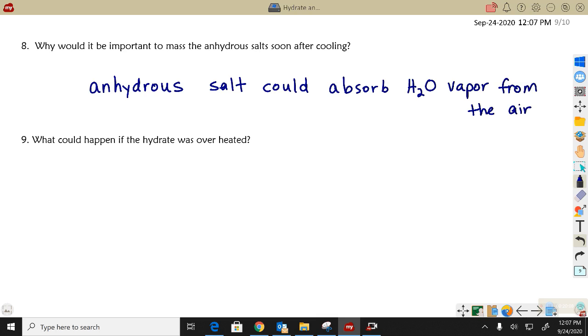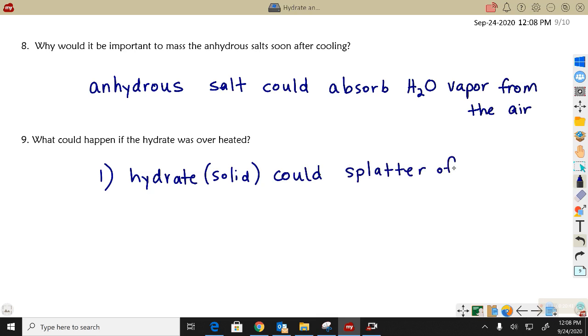Now, I did try to overheat one of the hydrates in the lab. I wanted to try to scorch it a little bit. What could happen if the hydrate is overheated? Well, probably two things. One, I didn't really see, but I could say the hydrate, like that solid that's in the dish, it could splatter out of the dish.